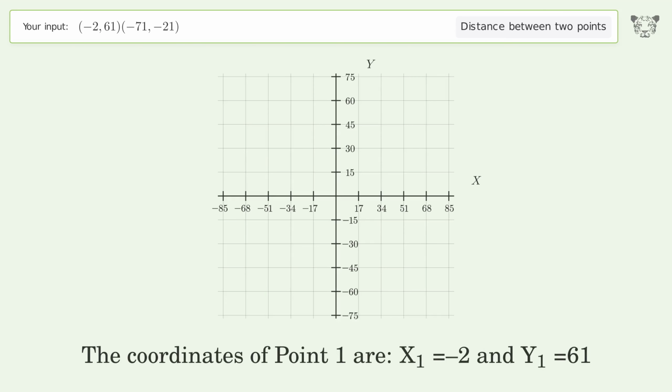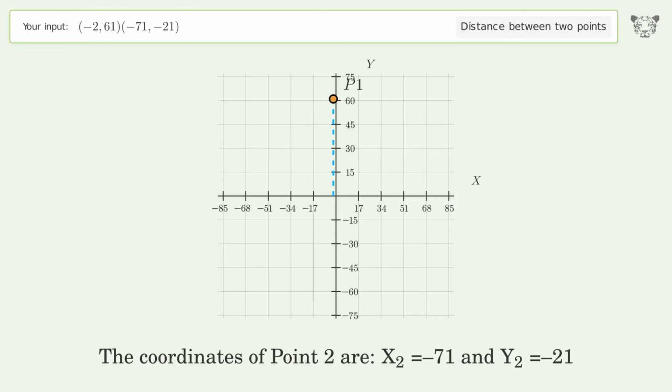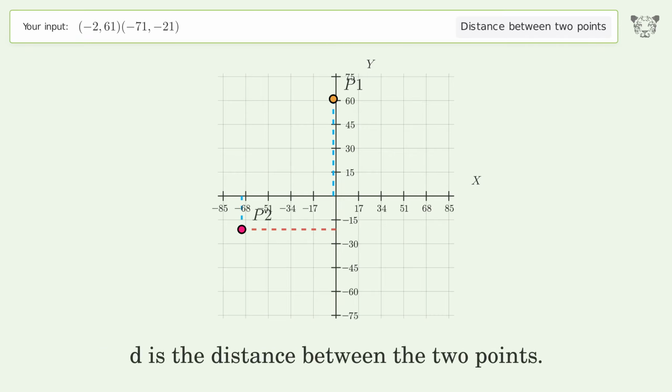The coordinates of point 1 are x1 equals -2 and y1 equals 61. The coordinates of point 2 are x2 equals -71 and y2 equals -21. D is the distance between the 2 points.